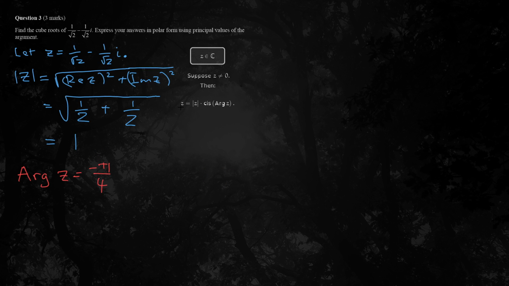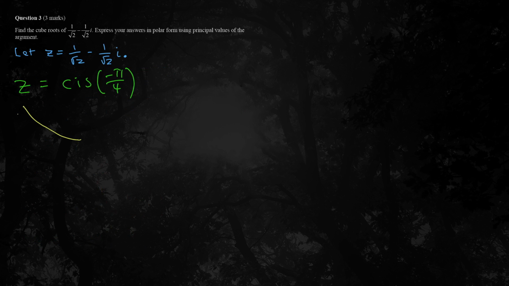So therefore, using this formula, we can finish off this part of the problem. We learn that z equals its modulus, which is 1, times cis of its principal argument, which is negative pi over 4. And therefore, the conclusion is that z equals cis of negative pi over 4. And this is kind of the halfway mark. We're halfway through the problem.